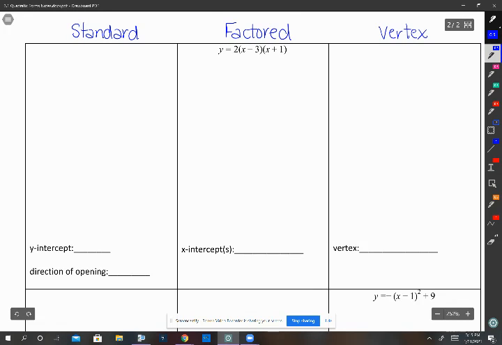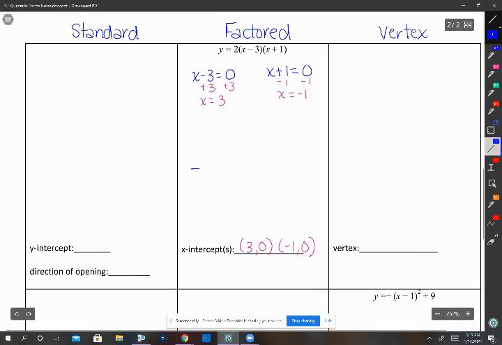So when we're given factored form, the very first thing we're going to do is take our factors and set them equal to 0. And then we're going to solve. So we'll add 3 to both sides, so we get x equals 3. And we're going to subtract 1 from both sides to get x is equal to -1. So my x-intercepts are going to be 3, 0 and -1, 0. And then just like before, we're going to graph this in a minute.